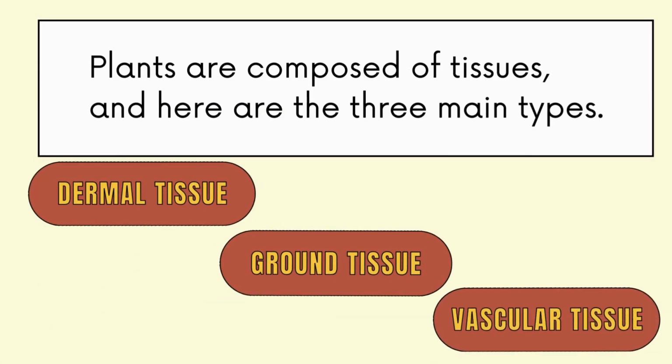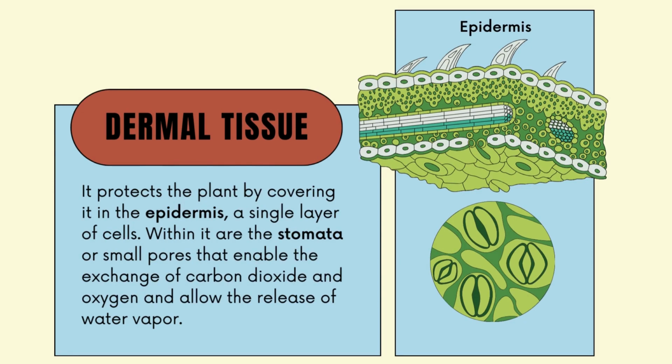Plants are composed of tissues, and there are three types of tissues: dermal tissues, ground tissues, and vascular tissues. Dermal tissues are basically the outer layer of the plant. It protects the plant by covering it in epidermis. What is epidermis? Epidermis is the upper layer, a single layer of cells present on the outer side of the tissue. Within it, stomata are embedded, which are small pores that enable the exchange of carbon dioxide and oxygen and allow the release of water vapors. Dermal tissue is the outermost layer of the plant.